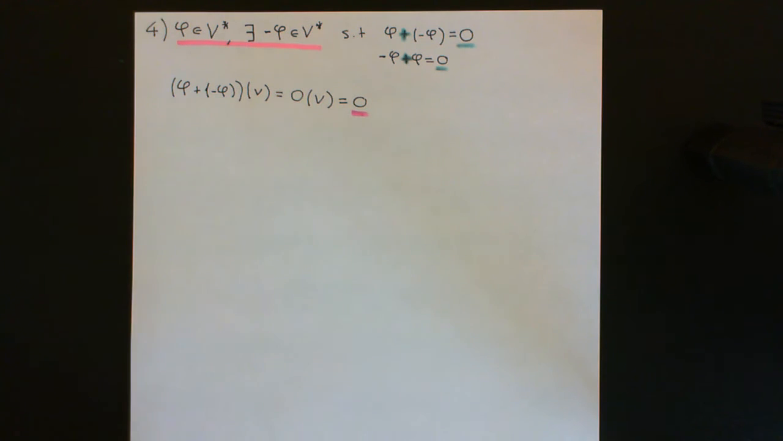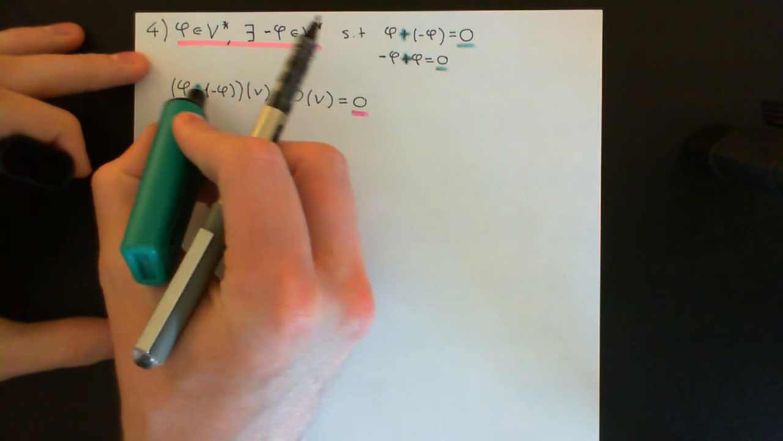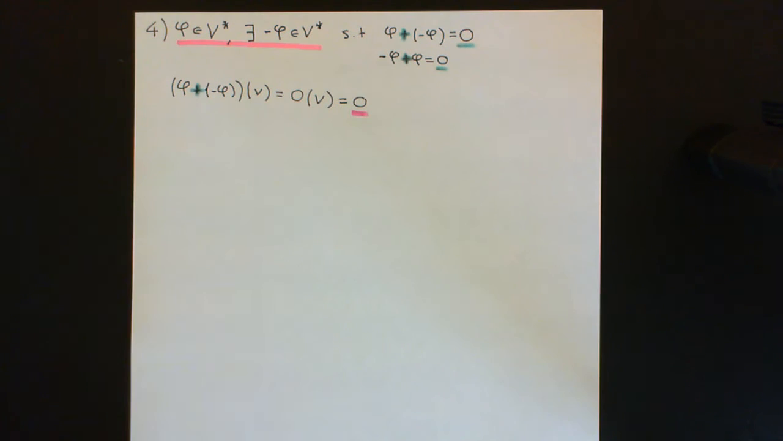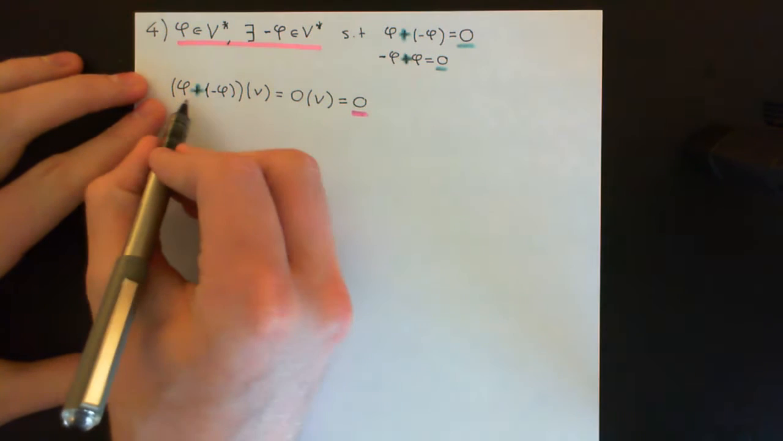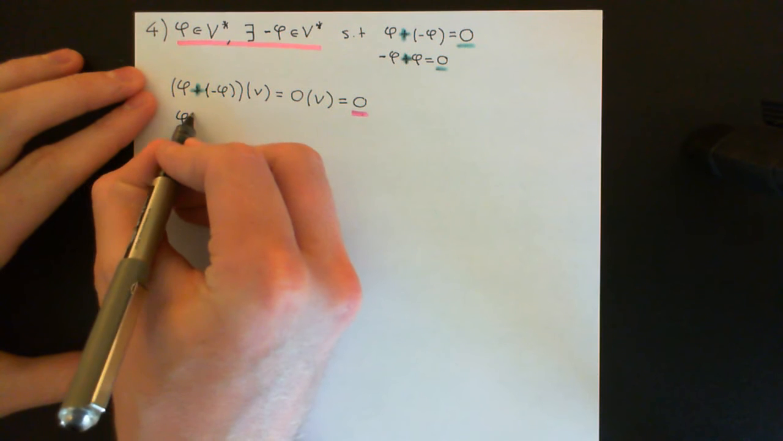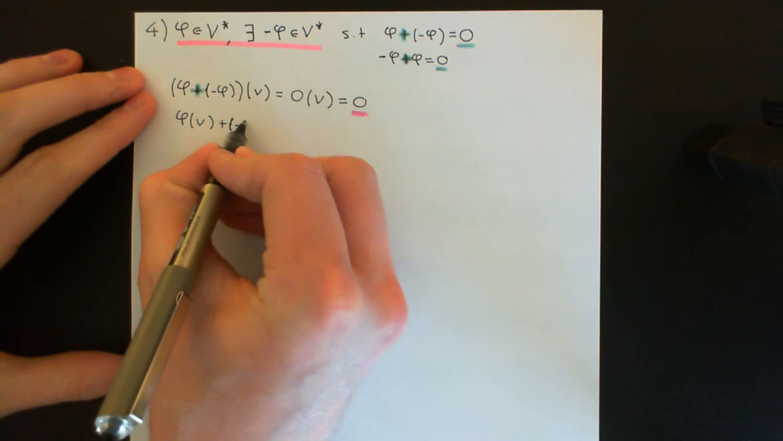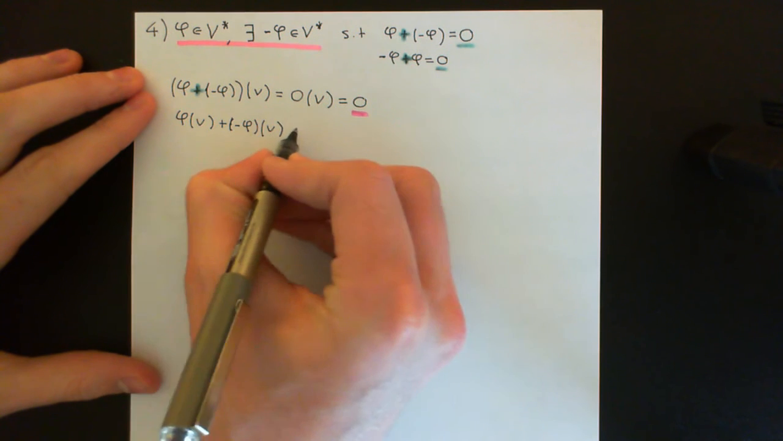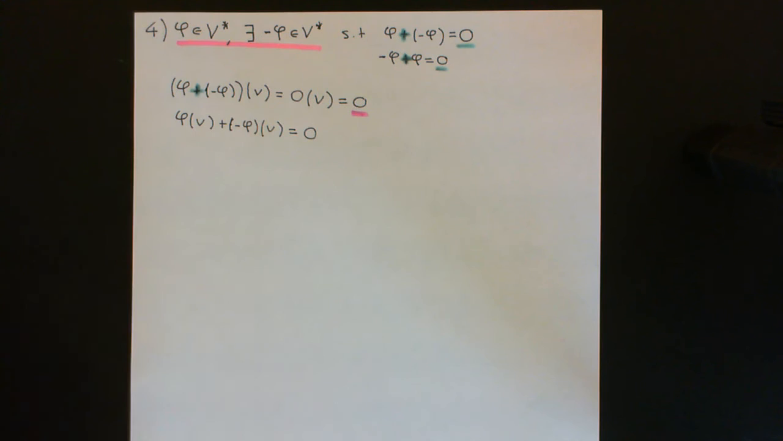Okay, so we need some other mapping, negative phi, such that when I add phi to negative phi and then look at that mapping, it's going to map all elements of the vector space, capital V, onto 0 in the field. Okay, so now let's just apply the definition of addition of two mappings in the dual vector space, and what we'll get is that this is equal to phi of V plus negative phi of V, and this needs to equal 0 in the field no matter what V you put in there.